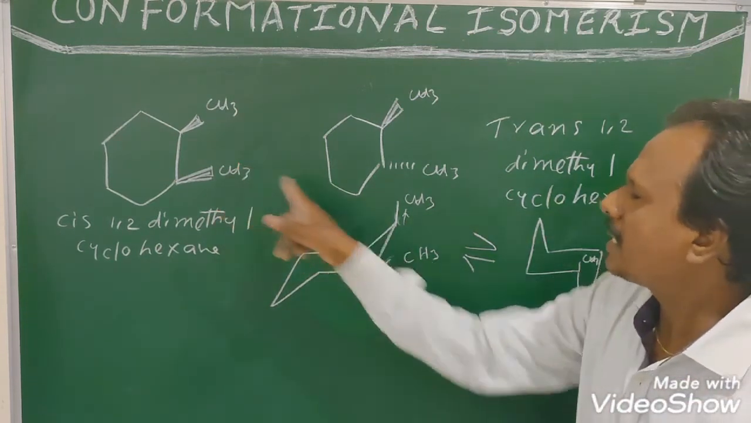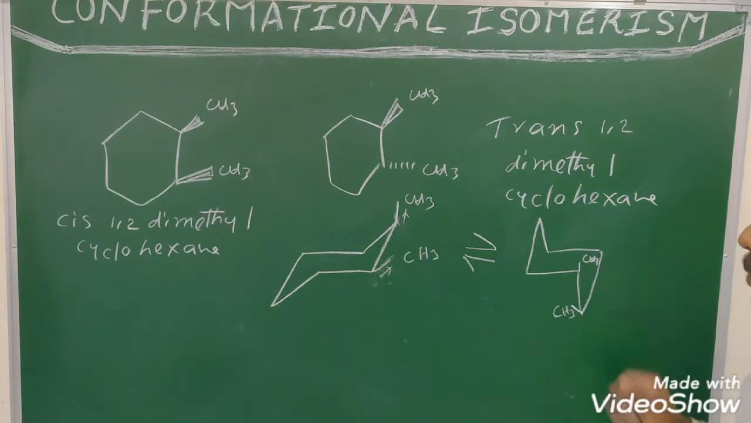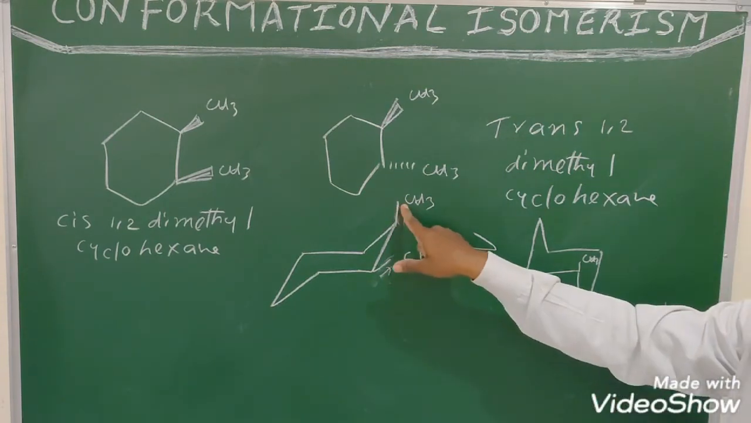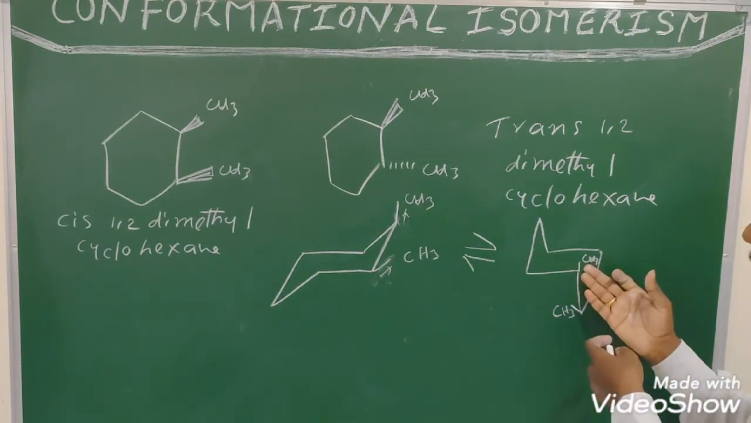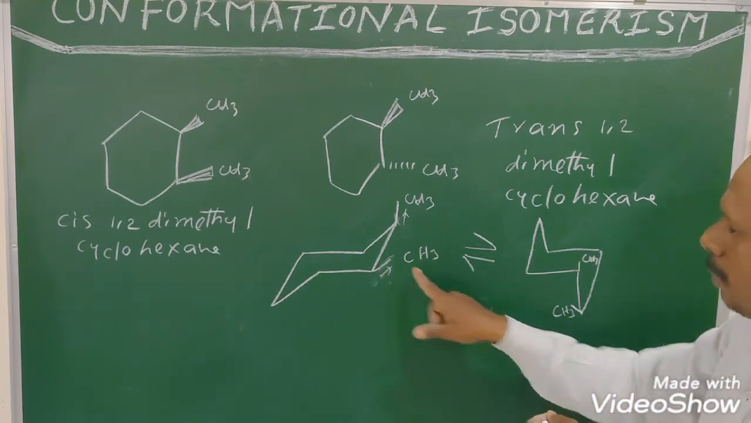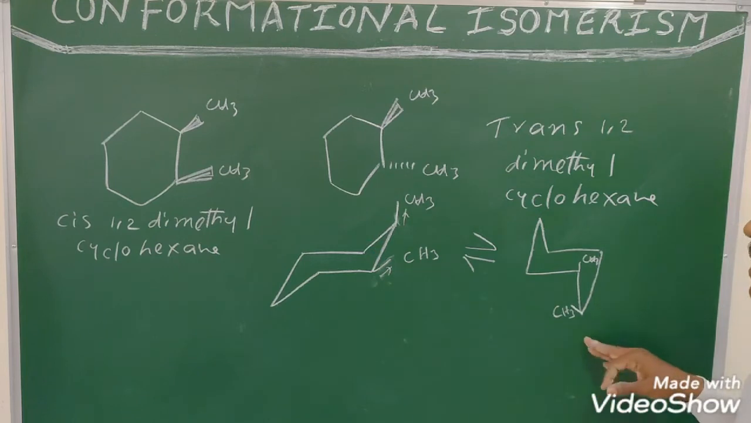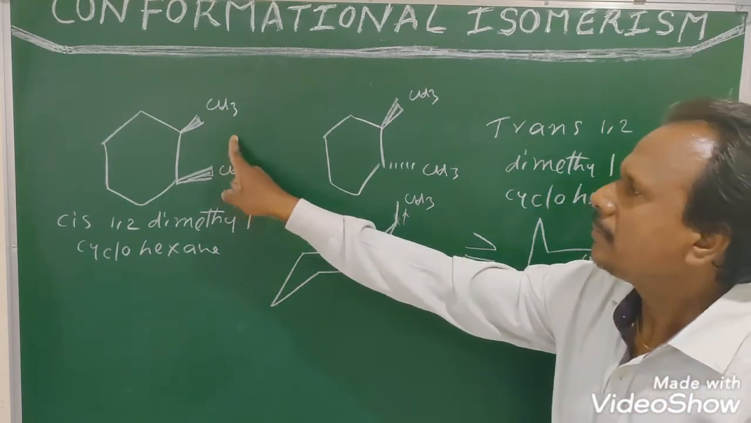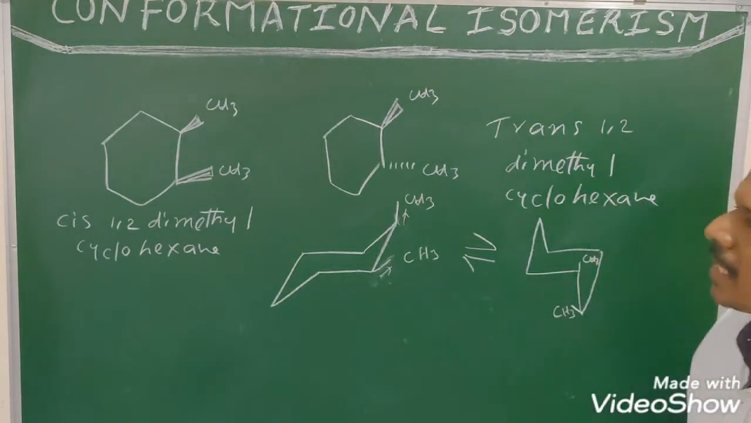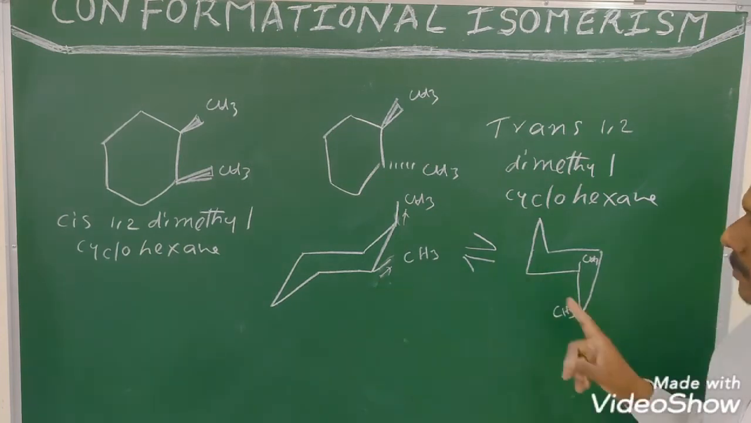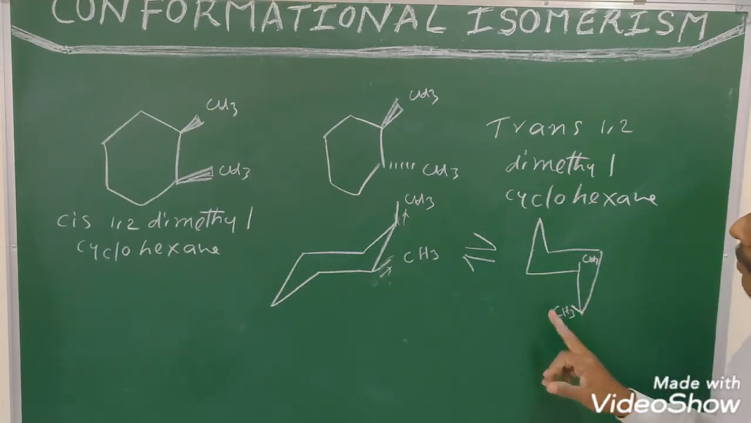So it has two conformations. Both are equally stable because here one methyl is axial, and here also one methyl is axial. One methyl is equivalent to the other methyl. So the two chairs have the same energy. So cis-1,2-dimethylcyclohexane exists in two equally stable chair conformations.